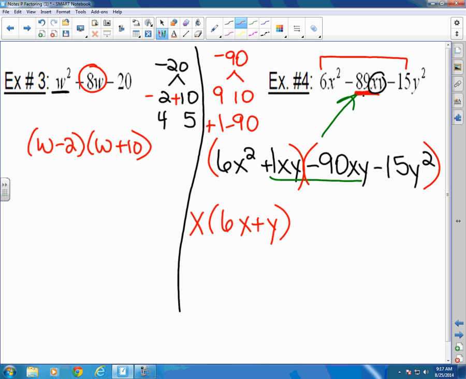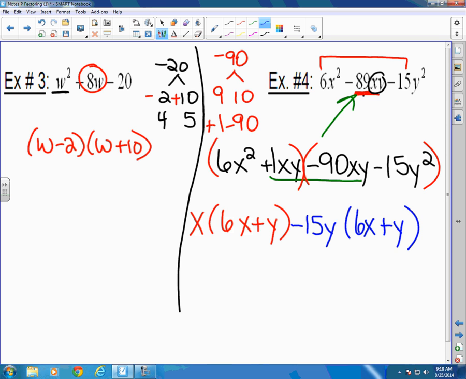For the next one, we're going to do the same exact thing. Going to look to see what they have in common. We have a negative 90 and a negative 15. So I can pull out a negative 15. And then we have an xy and a y squared. And they also have a y. So we're going to pull out a negative 15 and a y. Negative 90 divided by negative 15 is 6. And then pulling out the y leaves me with 6x. Negative 15y squared divided by negative 15 just leaves me with a positive y.